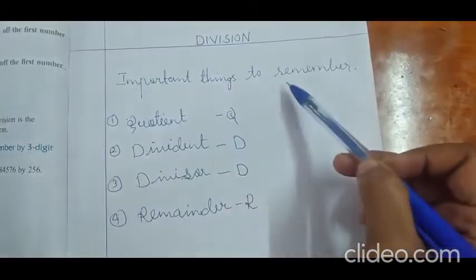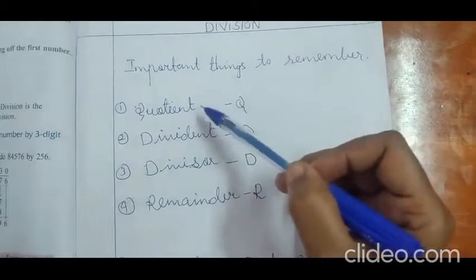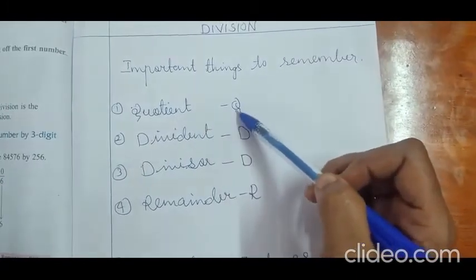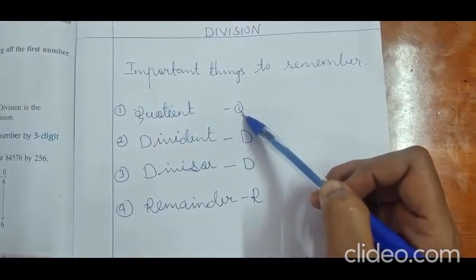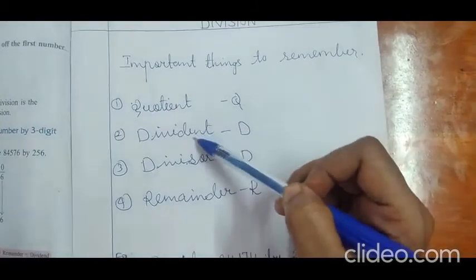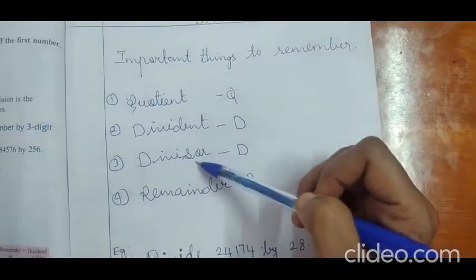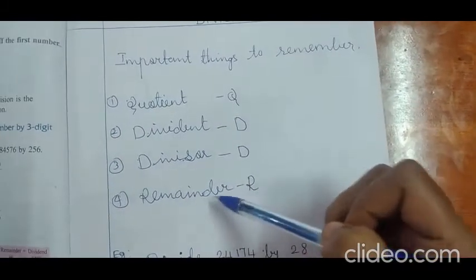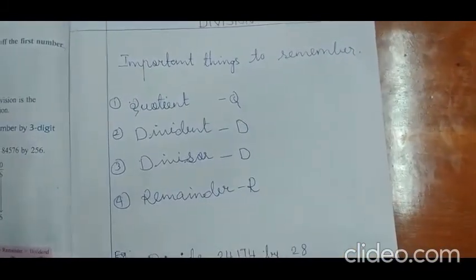Important thing to remember when we do division. Quotient, the first letter to write is Q. Dividend, D. Divisor, D. Remainder, R. This I'll show you in our book.